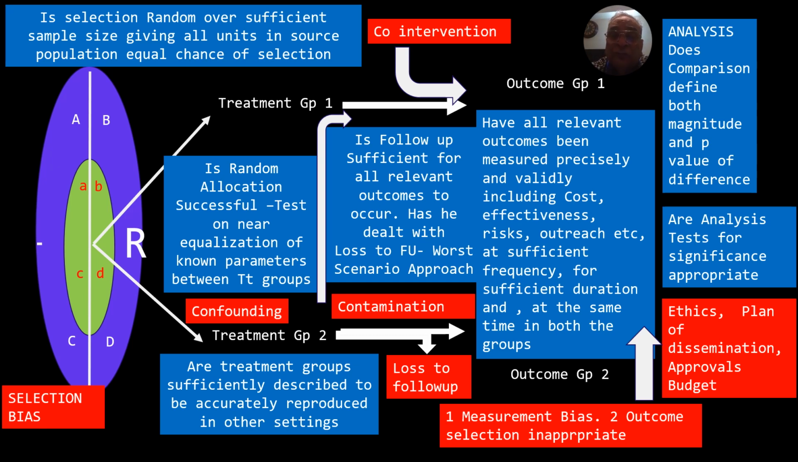Finally, you must comment on ethics and the plan of dissemination, because RCTs are costly ventures and they must go to the last man in the queue. Then, are all the approvals there? The ethical committee, the technical committee, the content committee, and is the budget appropriate? So these are the questions that you comment on when you are evaluating a randomized controlled trial.